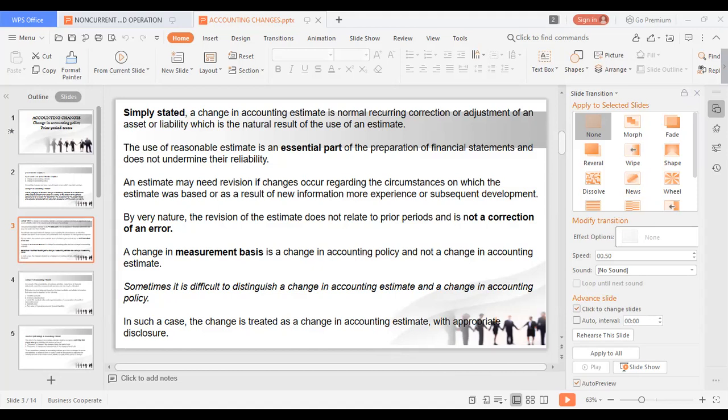Then the machinery original life was 10 years. After 3 years, it is still 7 years. And for the furniture, the life initially was 7 years. After 3 years, it's still 5 years. The entity used the straight line method of depreciation with no residual value. What is the total depreciation for 2020?